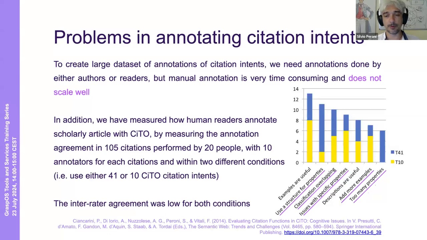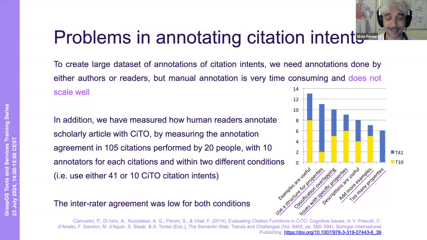And we grouped the people in two groups. 10 annotators used 41 citation intents included in CITO, and the other 10 annotators used only 10 citation intents included in CITO, in order to see if the number of available intents that you can use for marking citations was a factor for having good results in terms of agreement or not. Beside all the problems that we have identified, the fact that it was a plain list, as a lot, honestly, of these kinds of annotation schemes for citations, a plain list of different intents, the users perceived overlappings between some of the intents that were close enough.